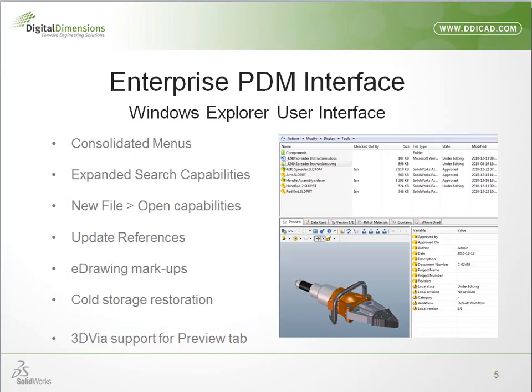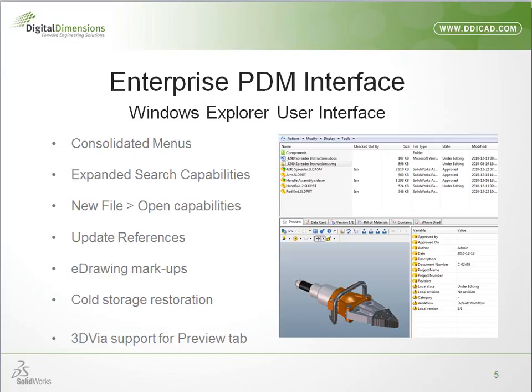The ability to update references: if you're bringing files from someone outside of the vault and checking them in, Enterprise PDM 2011 has the ability to interrogate assembly and drawing files for any references and make sure that there is a disposition for those particular files in the vault, and allows you to correct those.